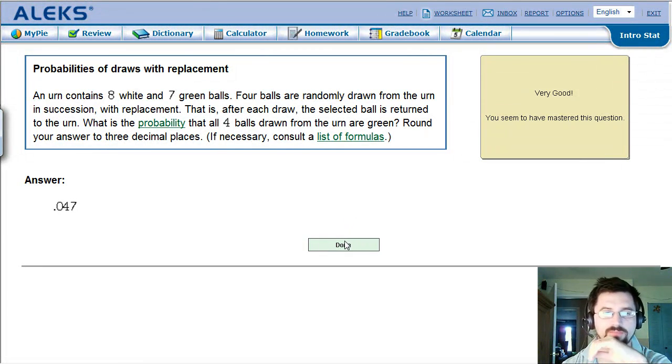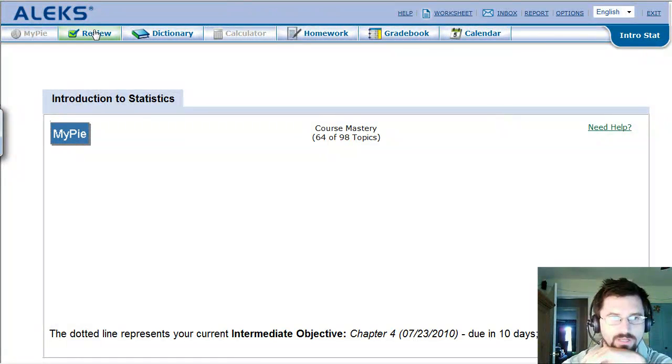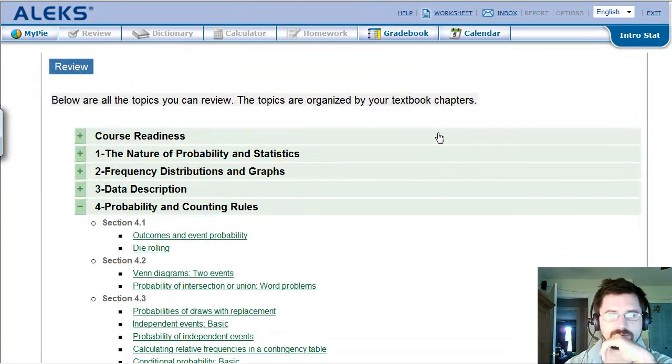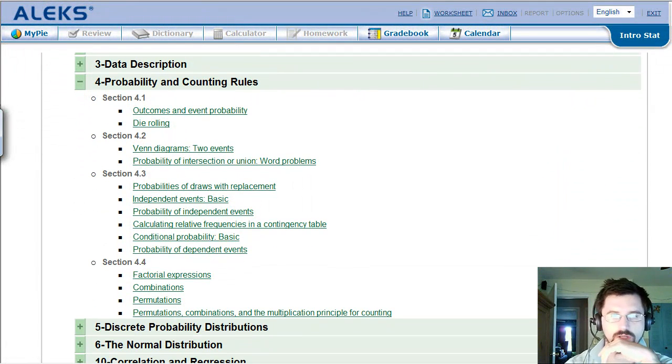Very good. I seem to have mastered this. Well, I don't want to have mastered it yet because we're going to review it again. So let me hit review. And we're on chapter 4, doing probability of draws with replacement.